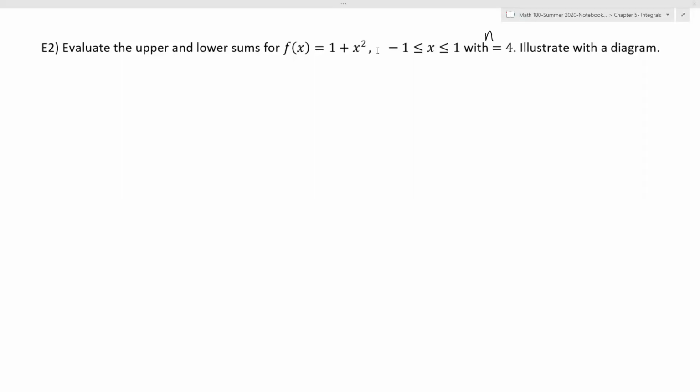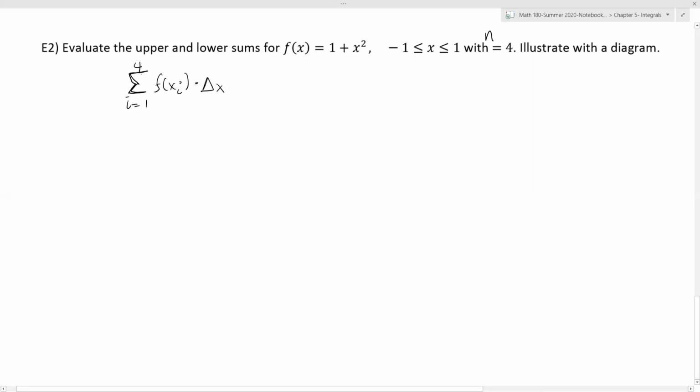All right, so now let's take a look at evaluating the upper and lower sums for f of x equals 1 plus x squared, on the interval from -1 to 1 with n equal to 4. And what I want to do here is write this up utilizing the summation notation. So this is going to be the sum of i equals 1 up to 4, since n is going to equal 4, of f of xi times delta x.